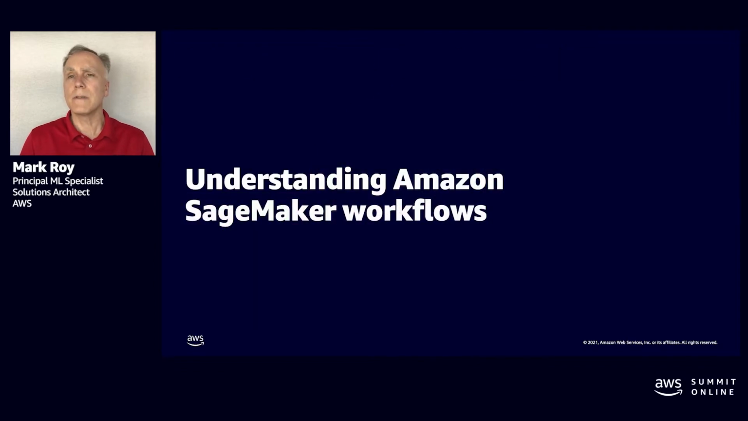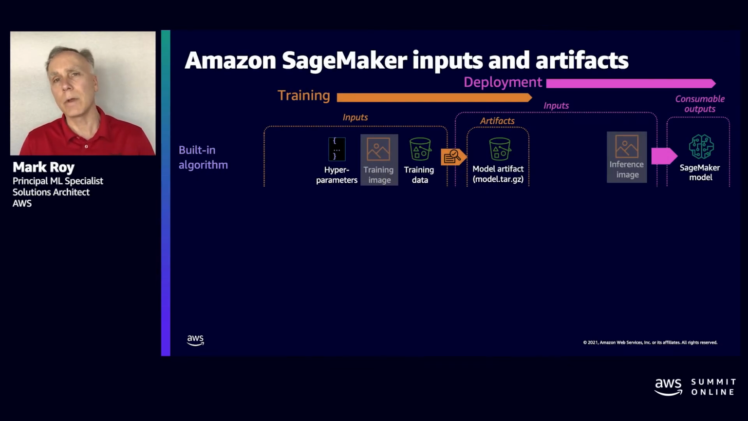So before we go into SageMaker Pipelines, let's set some foundation about how models are trained and built using SageMaker. Let me take you through 3 different ways that customers use SageMaker to do that today. The first way is using built-in algorithms. We provide 17 different algorithms for you to choose from.